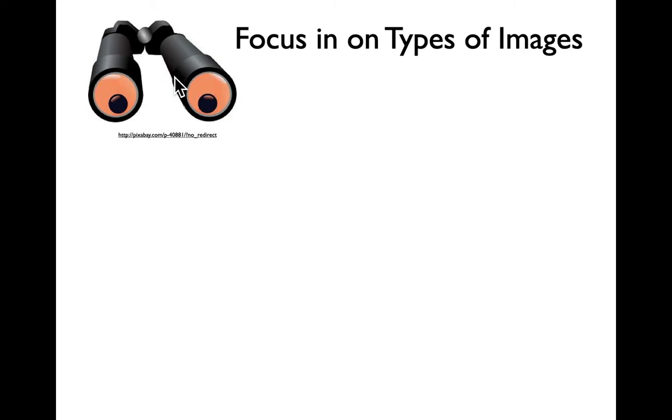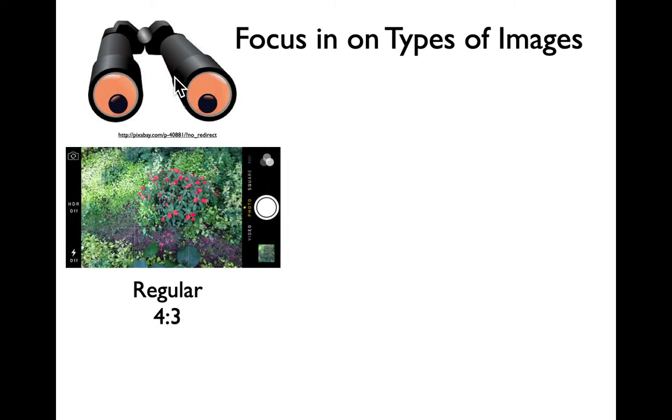Okay. Let's take a minute to focus in on the types of image you can take with any of the iPhones. The first is the regular. That is the rectangular shape, 4:3. Right now it's in landscape, which means the longer side is on the bottom. If you turn it 45 degrees, you will have the portrait, and it will be longer on the vertical than it is on the horizontal.